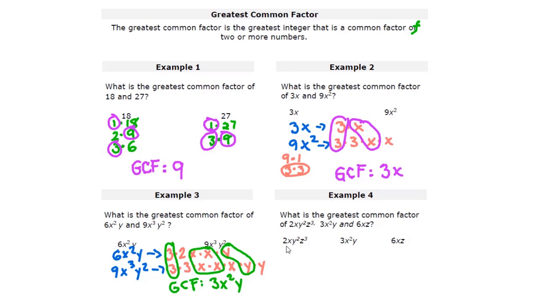All right, and our last one, I'm again going to write these vertically. So I have 2xy squared z cubed, 3x squared y, and then 6xz. So for my first one, 2 is prime, so that's just 2 times 1, so I'm just going to use 2 because we never use 1 as a greatest common factor because it just doesn't make sense. When you multiply by 1, you're still going to get the same answer. So we have 2x, and then we have y squared, and that's y times y. And then we have z cubed, so that's z times z times z. 3 is prime, so 3 times 1, but I'm not going to write the 1. X squared is x times x, and then times y. And then 6, I can use 3 times 2, and then x, and then times z.